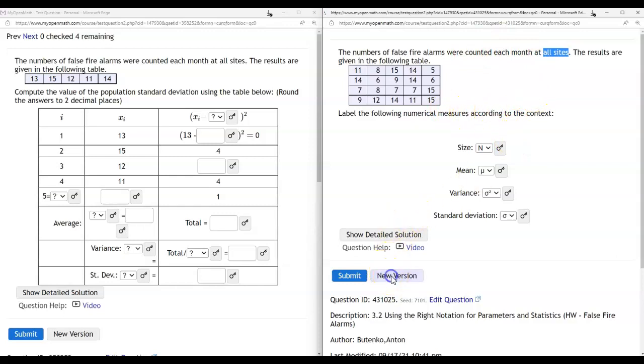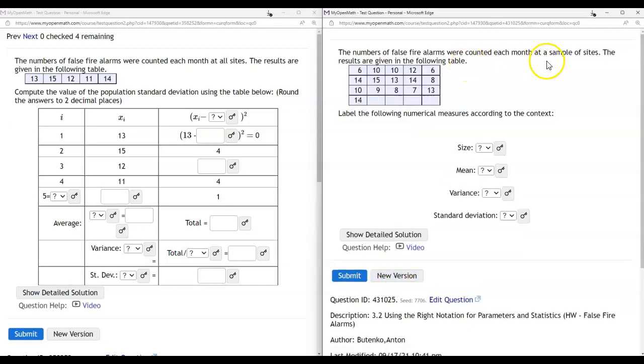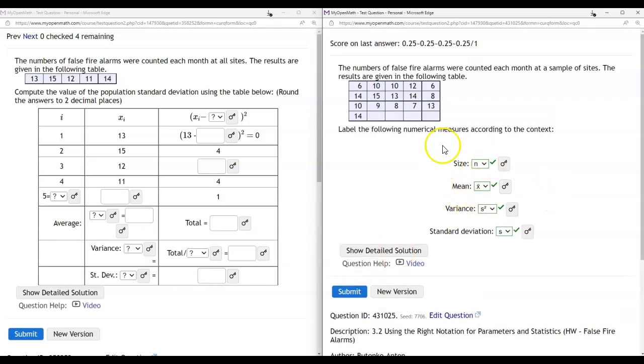Now, if we were dealing with a sample, let me generate a couple of new problems here. How do we know we're dealing with a sample? Again, something in the problem, something in the context will identify a sample as a sample. And when we have a sample, we are going to use the lowercase n and the other option than Greeks. So instead of mu, we're going to use x bar. Instead of sigma, we're going to use s. So this is the first step.